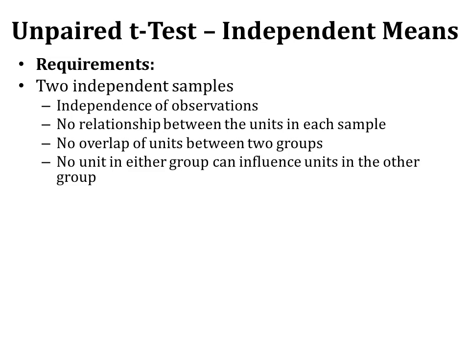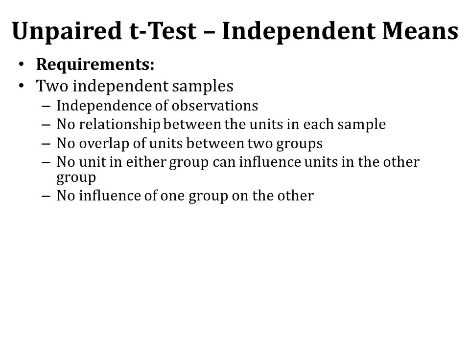Then no unit in either group can influence units in the other group. So there should be no influence of observations taken from one unit on the observations taken from the other. Or if we are doing an intervention, then there should be no influence of one unit on the other unit. And similarly, there should be no influence of one group on the other.